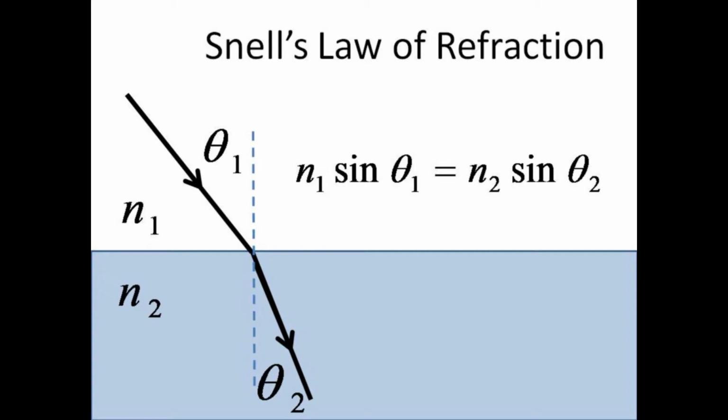A light ray passing from a medium with small index of refraction n1, that is one where the speed of light is relatively high, into a medium with larger index of refraction, n2, where the speed of light is relatively low, is bent toward the normal. Snell's law states that the product of n1 times the sine of theta 1 is equal to the product of n2 times the sine of theta 2. The angles are measured with respect to the normal to the surface of the interface.